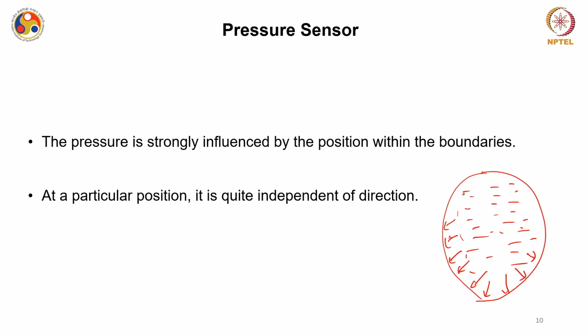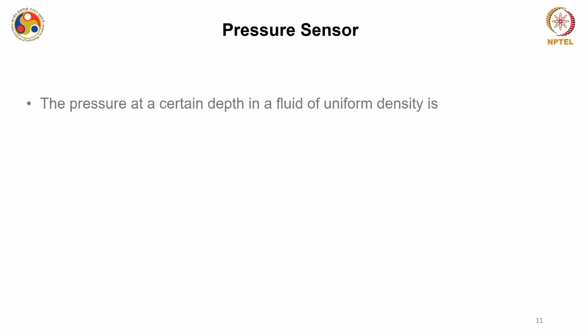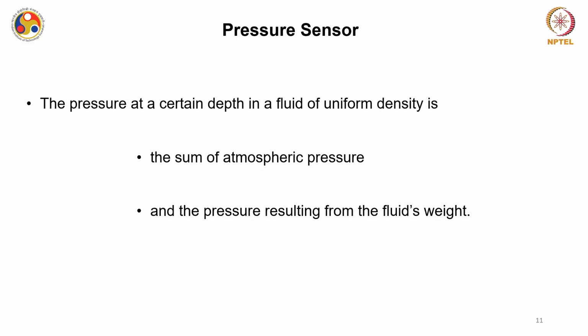What I want to say is the applied pressure is strongly influenced by the position within the boundaries. Okay. So at a particular position, if I talk about any position, it is independent of the direction. So the pressure at a certain depth in a fluid of, say, uniform density is the sum of the atmospheric pressure and the pressure resulting from the weight of the fluid itself.